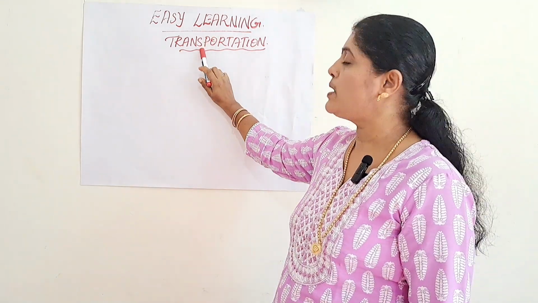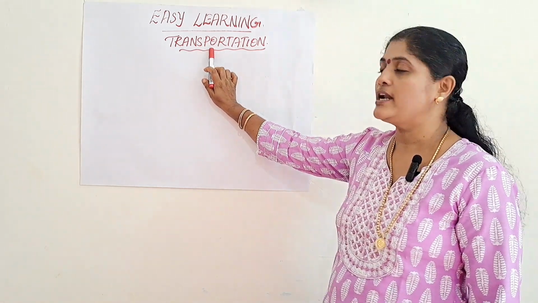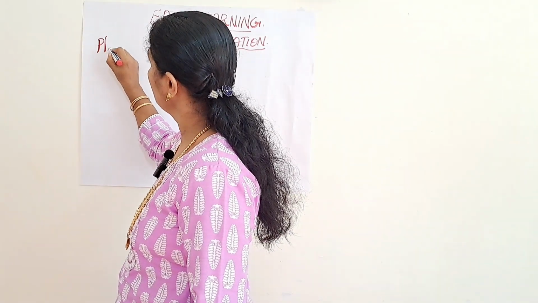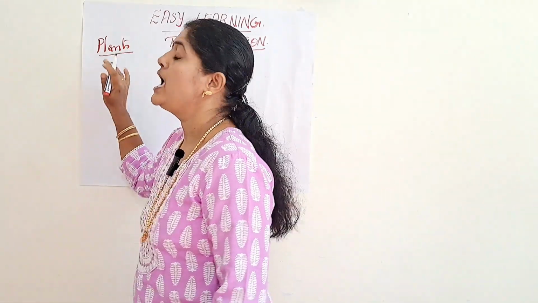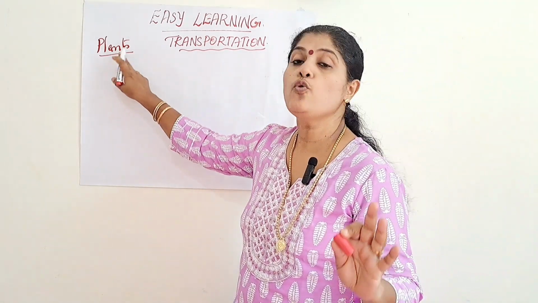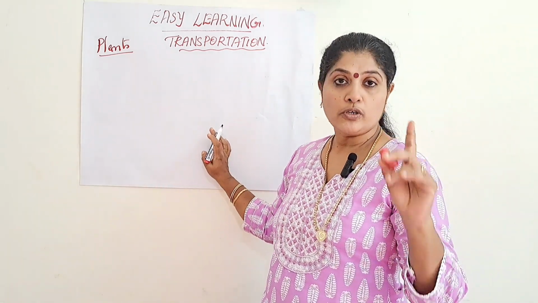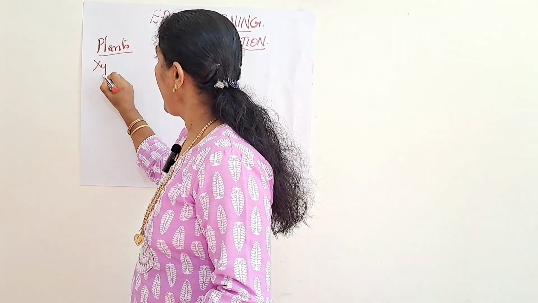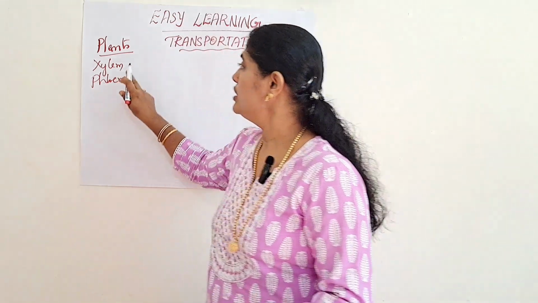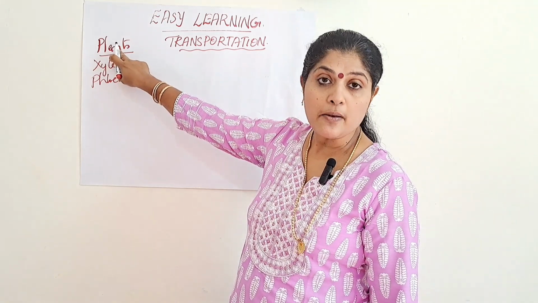In this part we will be dealing with how the transportation process takes place in plants and how it takes place in animals. First, the case of plants. The most important part to concentrate on is what the two main transport systems in plants are. Already you have studied these two terms in earlier classes. One is the xylem and the other is the phloem. The xylem and phloem are the two main transporting systems present in plants.